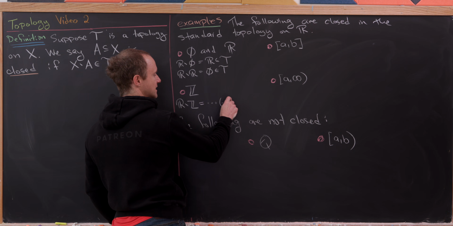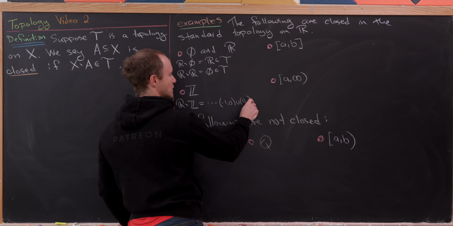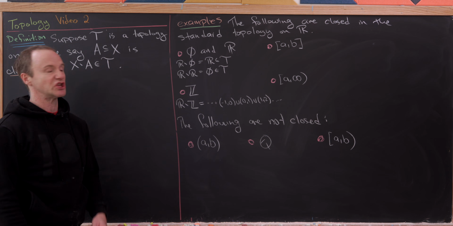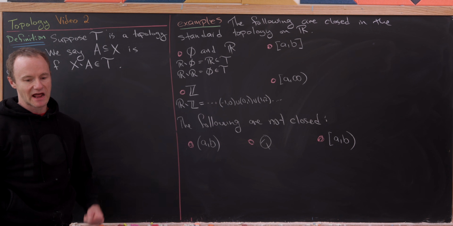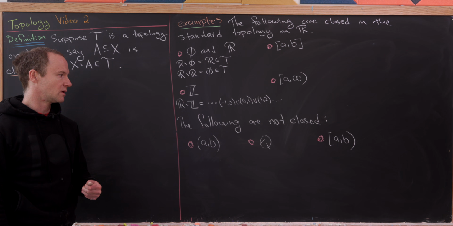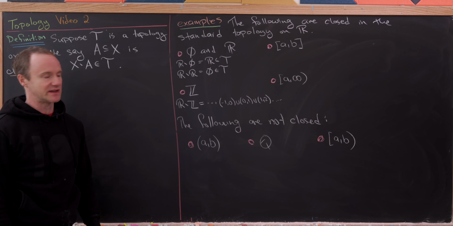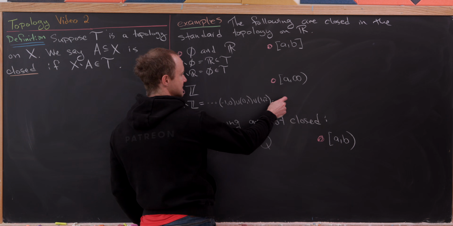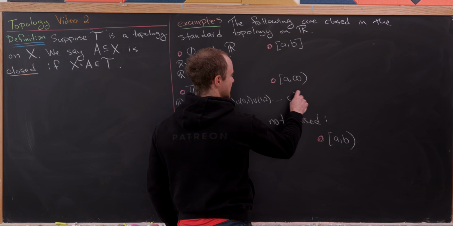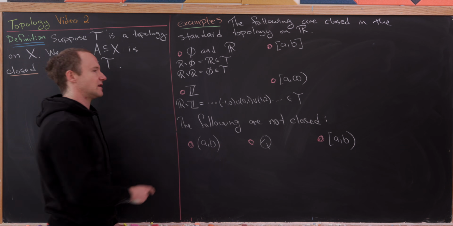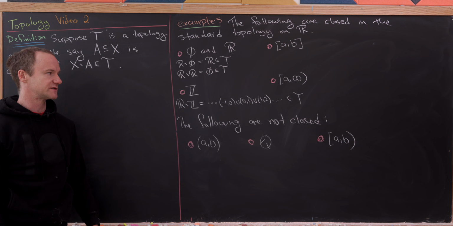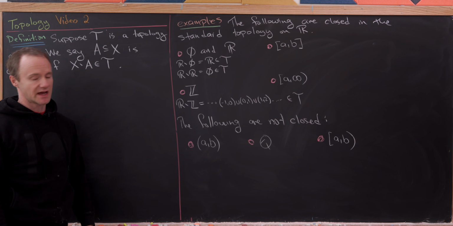So -1 to 0, union 0 to 1, union 1 to 2, and so on and so forth. Notice it's just the union of a bunch of intervals that have endpoints that are integers, but they don't contain any of the integers. So that's an arbitrary union of open sets, meaning it is open, meaning it's in T. So that means that the complement of the integers is open, meaning the integers themselves make a closed set.